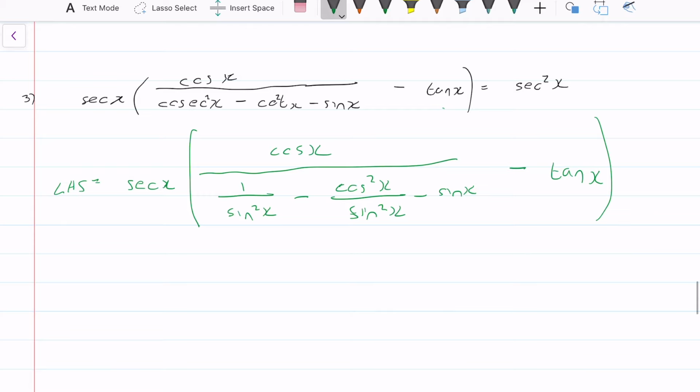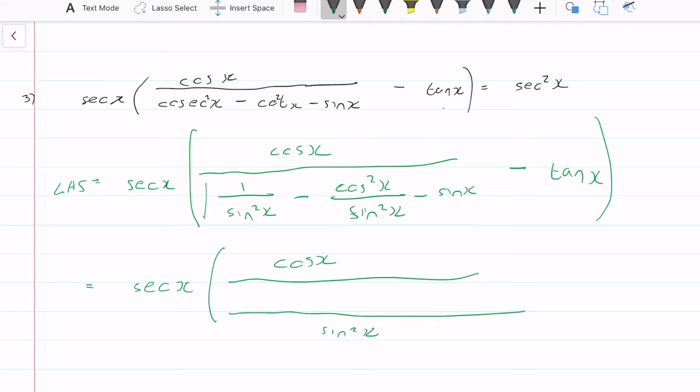Okay, so quite an interesting sum we're getting here. So we have sec x again, and we have cos x over, and what we know now is that the lower LCD, the LCD at the bottom here, is sine squared x. So we have this over 1 minus cos squared x minus sine cubed x.